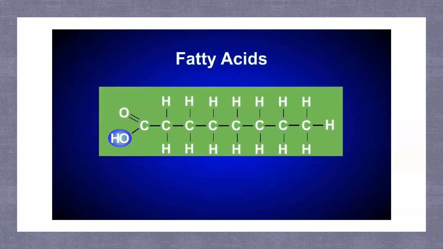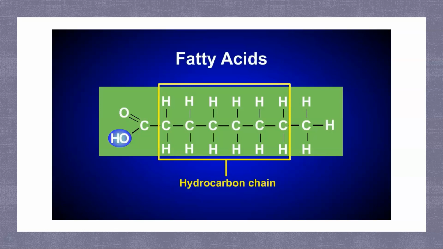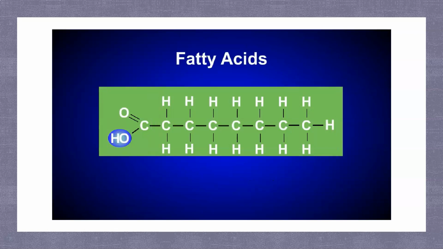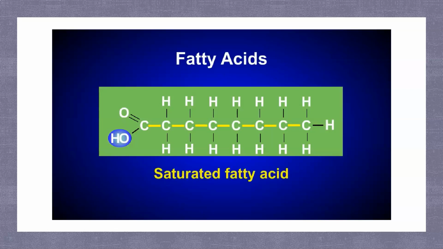Let's take a quick look at fatty acids. A fatty acid has 3 main parts: a chain of carbon and hydrogen atoms called a hydrocarbon chain, a methyl group at one end, and an acid group at the other end. Fatty acids can either be saturated or unsaturated. A fatty acid that has only single carbon-to-carbon bonds is known as a saturated fatty acid. This is because the carbon chain is saturated with all the hydrogen atoms it can hold.